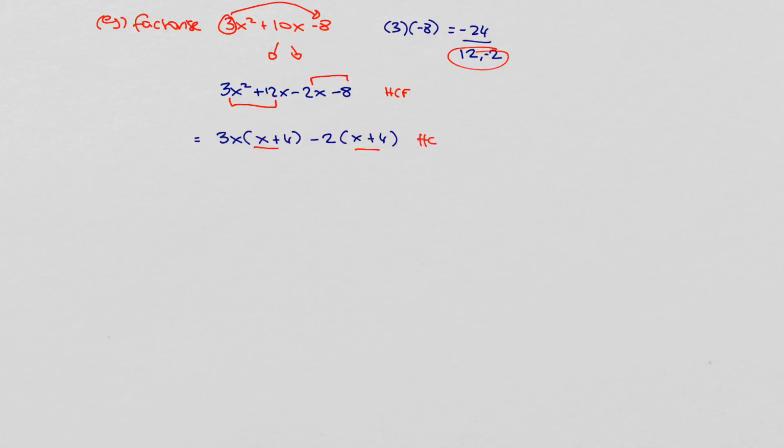So again, the highest common factor we have is x plus 4. And if I take out my highest common factor, that leaves me with 3x minus 2. So in other words, the factors of 3x squared plus 10x minus 8 are x plus 4 by 3x minus 2.